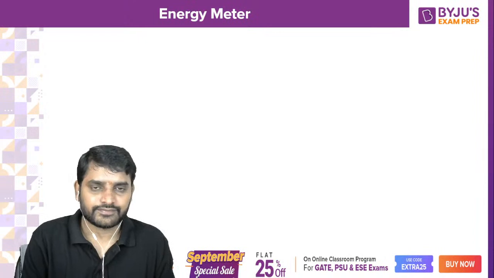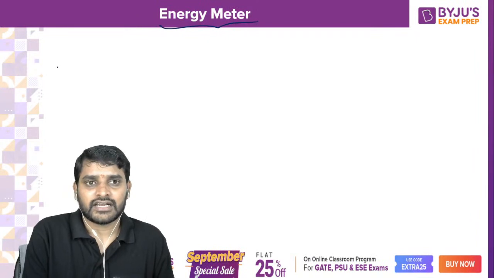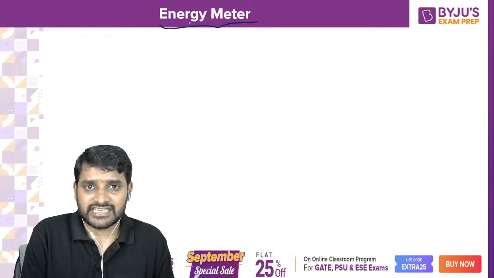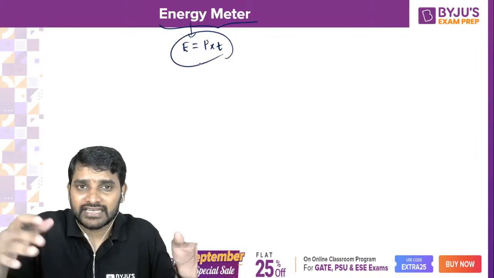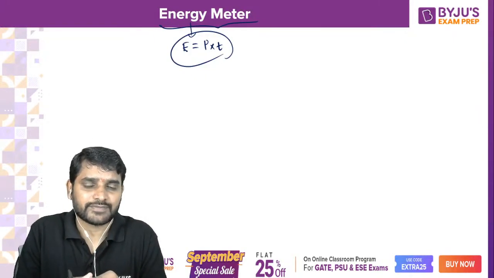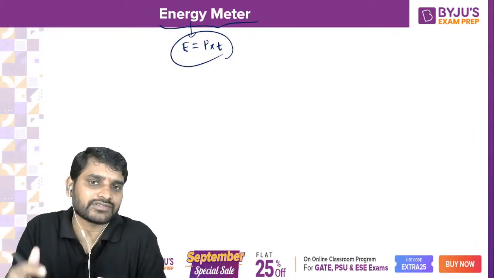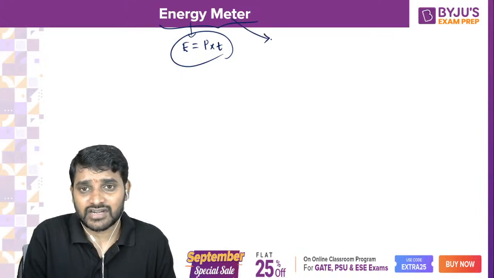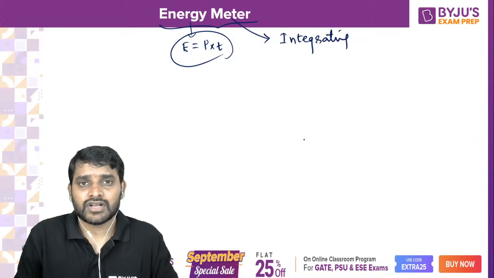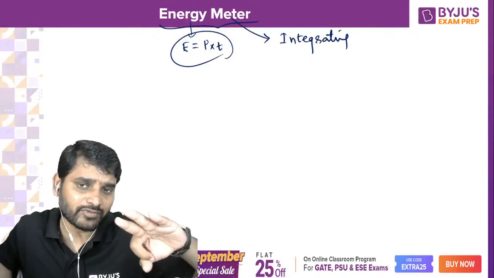So that's all about the energy meter. Let me write the formulas. Here energy is equal to power into time, right? We take the help of a resistor bank to add up all the energy consumption which is going to happen. It is like integrating all the values, summing all the values. That's the reason why the energy meter is called an integrating meter or integrating type. So far we have discussed PMMC, MI instrument, EMMC instrument, that is the electrodynamometer type wattmeter.